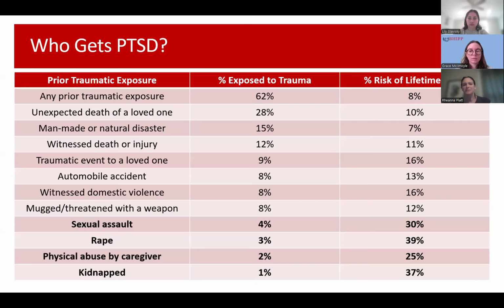And somewhat not surprisingly, with our clinical experiences, some types of trauma were significantly more likely to later lead to PTSD symptoms. Again, you'll see a lot of these are really interpersonal, more closely interpersonal. They are more likely to be associated with later development of PTSD. Specifically, sexual assault, rape, physical abuse, and then kidnapping.